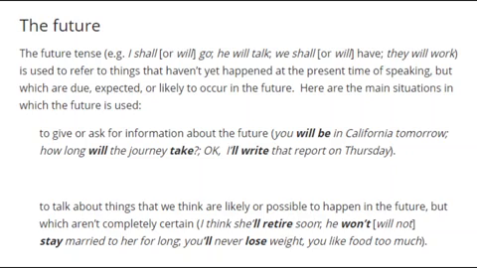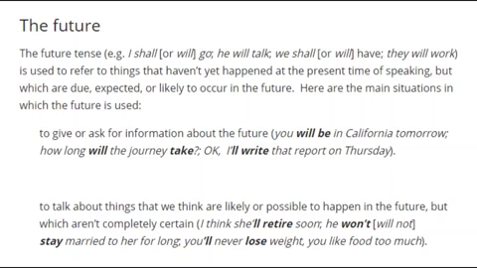The future tense, for example, I shall or will go, he will talk, we shall or will have, they will walk, is used to refer to things that haven't yet happened at the present time of speaking, but which are due, expected, or likely to occur in the future.